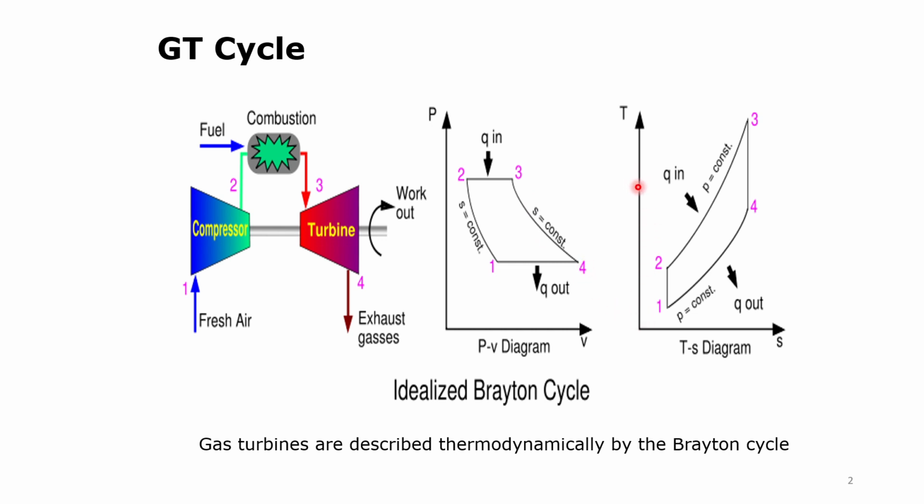If we see the temperature-entropy diagram, then at compression, when the air is compressed from 1 to 2, the temperature increases at constant entropy, and when the fuel is put inside the combustion, point 2 to 3, both the temperature and entropy increase, and from 3 to 4 the gas is expanded and the temperature drops, and 4 to 1 is actually the gas going out.